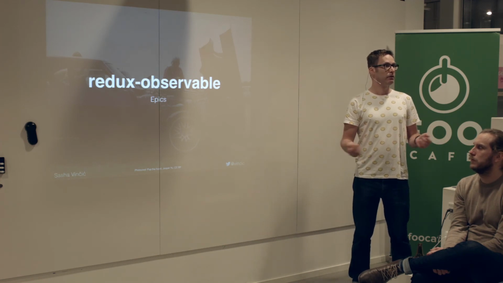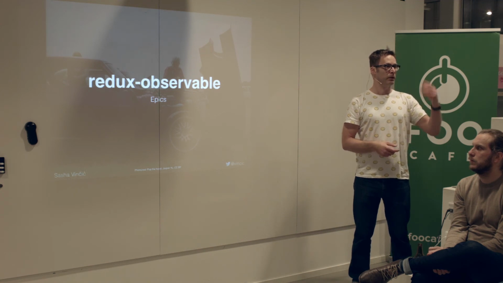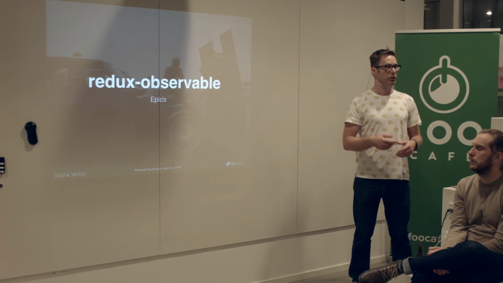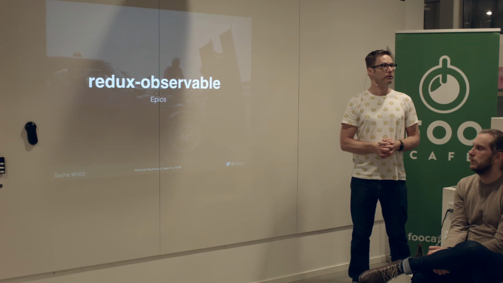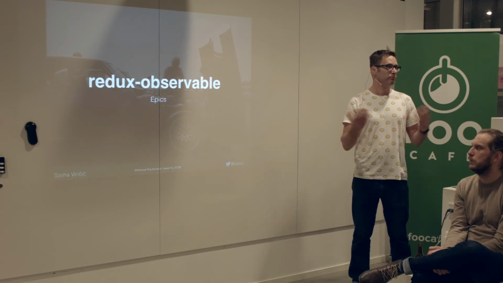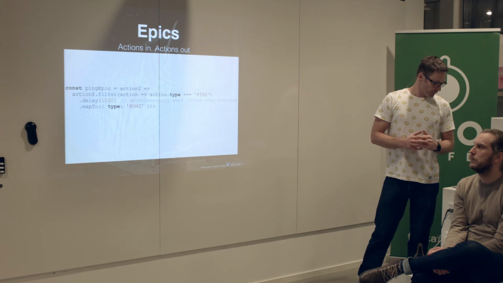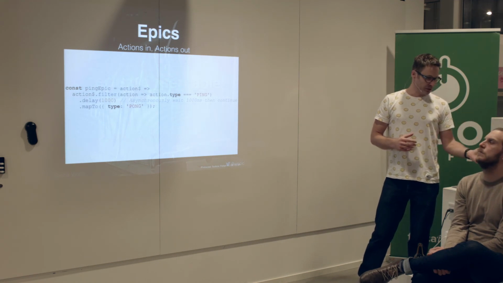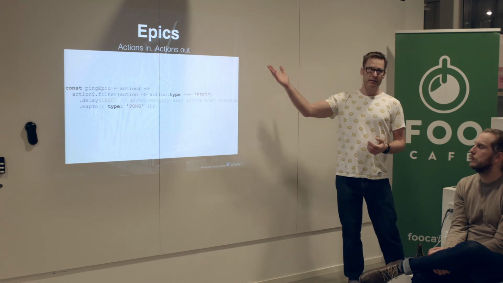Netflix uses it. Let's say you start playing a movie and you say, I don't want to see this, I want to see something else. You don't want the front end to continue streaming the old movie that you selected. And what you use in redux-observable is something called epics.